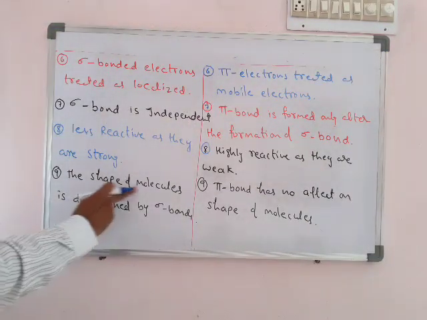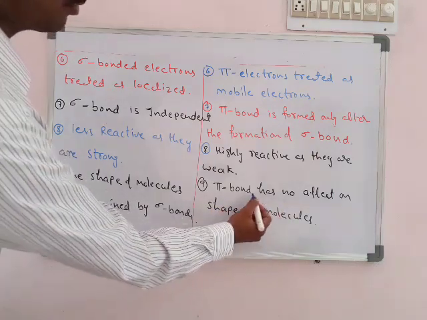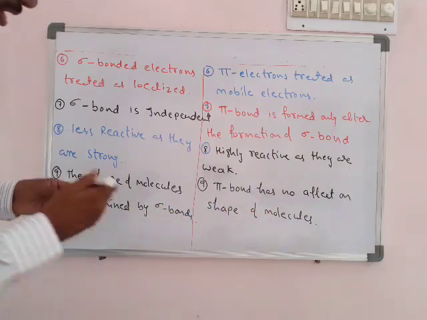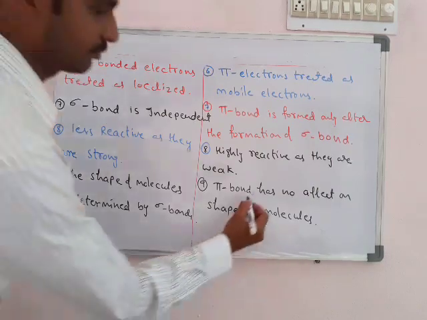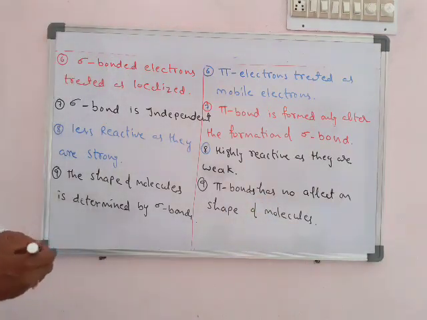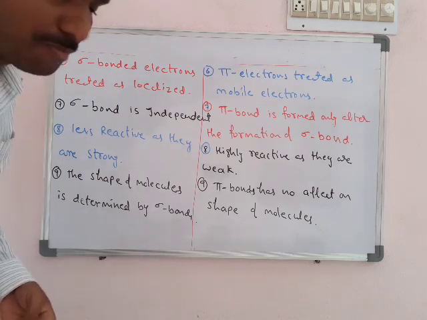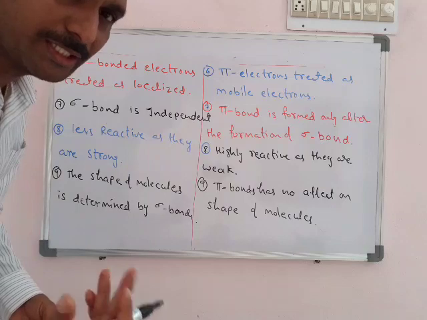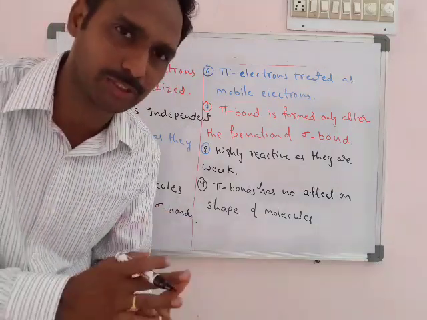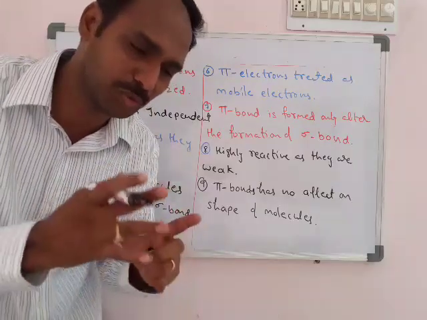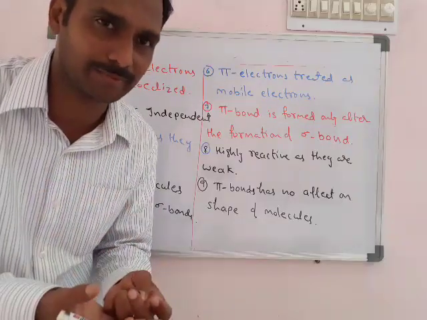Next, the shape of molecules is determined by sigma bonds, and pi bonds have no effect on the shape of molecules. The first bond formed is the sigma bond, and the shape depends only on the sigma bond direction. The first bond is a fixed bond, and the pi bond formed second is also in the direction of the sigma bond.